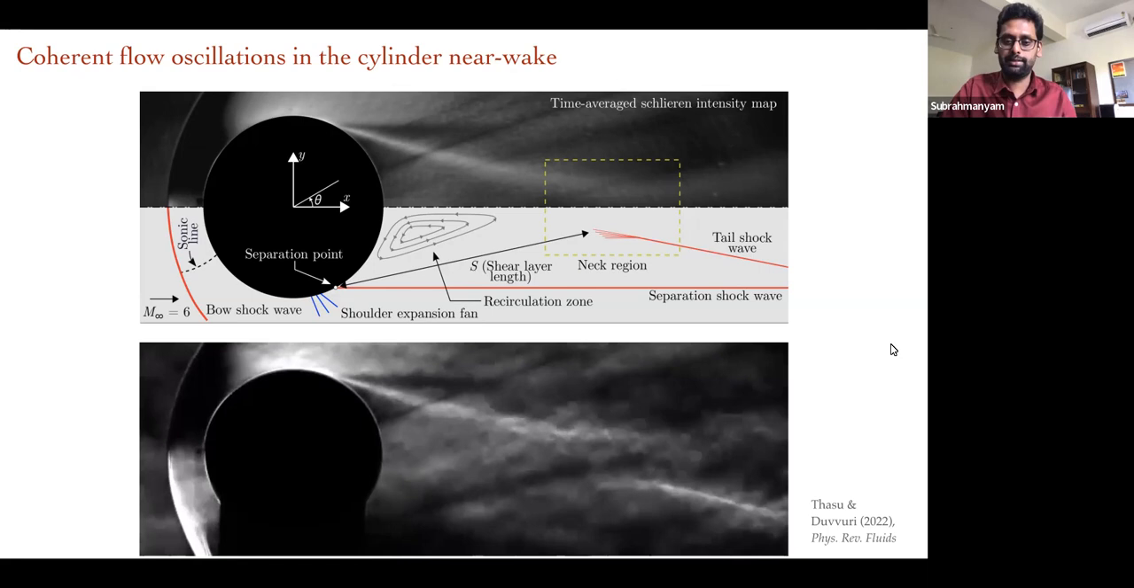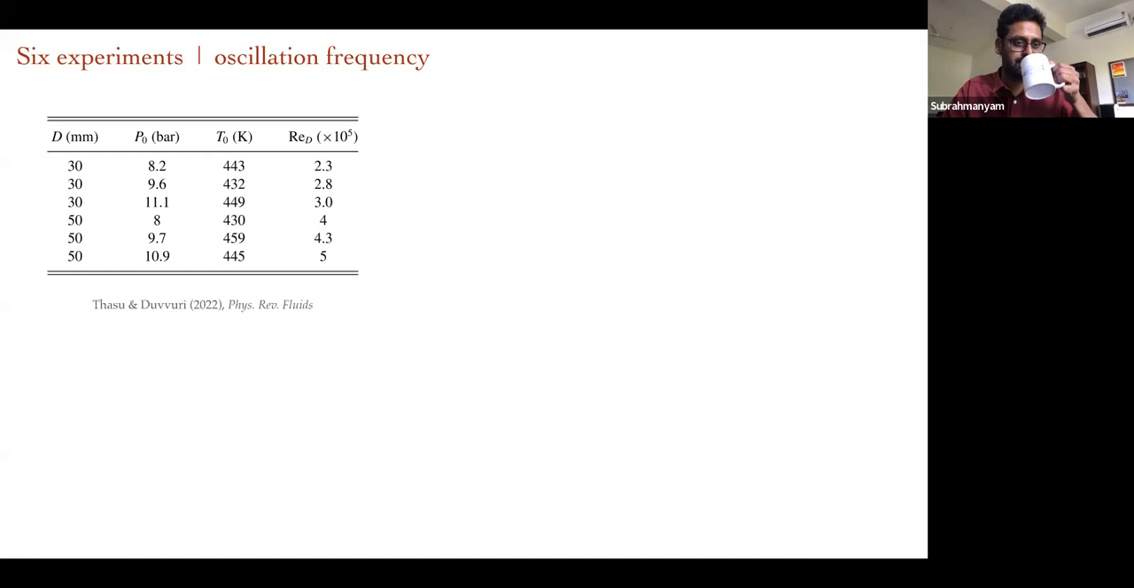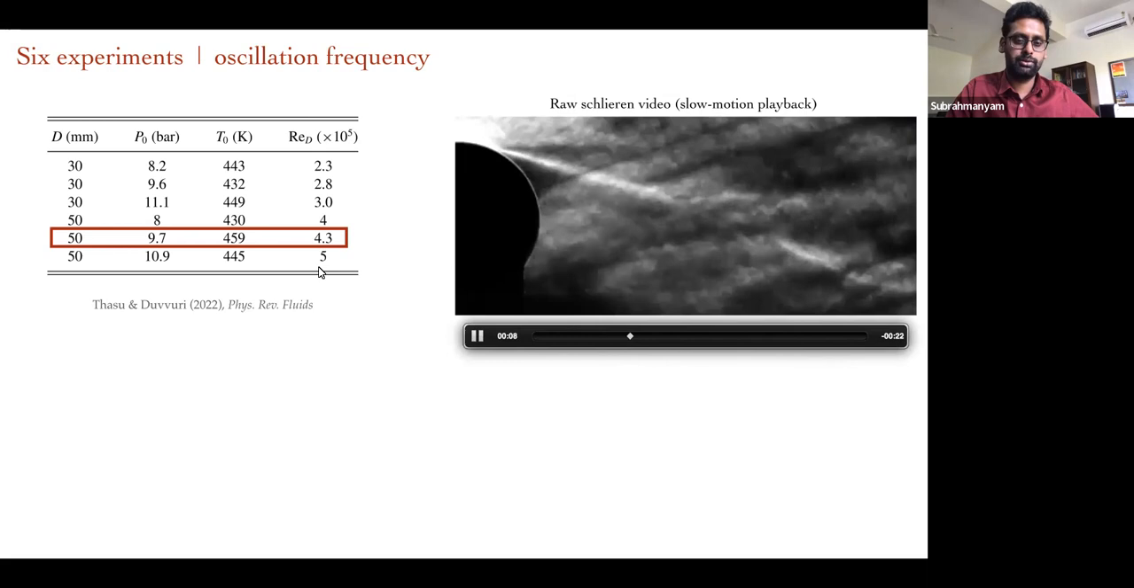Okay, so we did a set of six experiments where we had cylinder models of two different diameters, 30 and 50 millimeters. We changed the Reynolds number of the flow by playing around with our stagnation pressure in the wind tunnel. So we have six different Reynolds numbers, Re_D, based on the cylinder diameter. This Schlieren video here corresponds to the case that is highlighted with this red box.